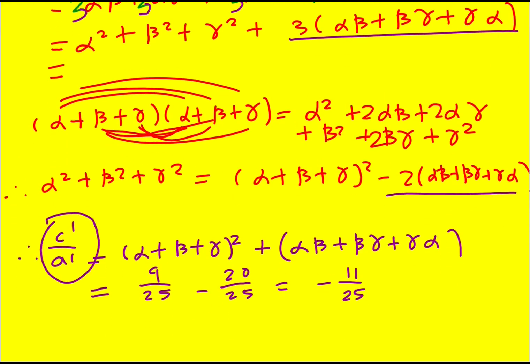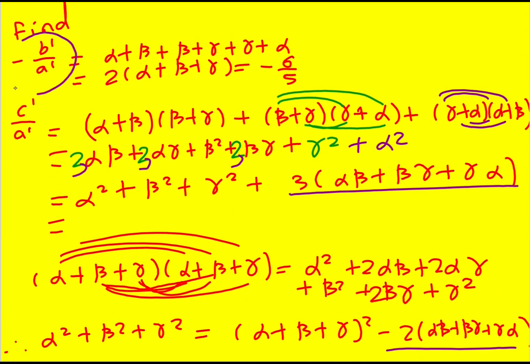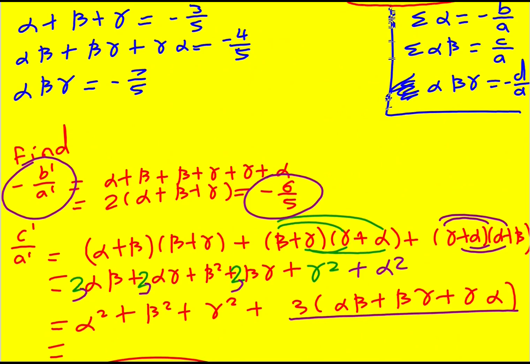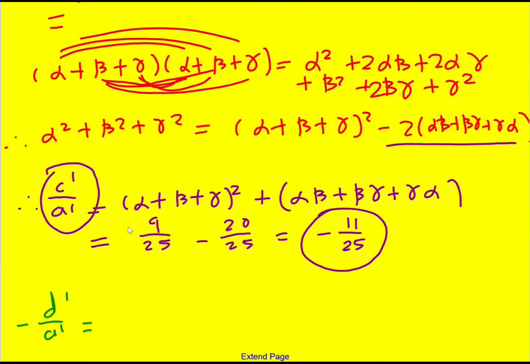So I've got C dash over A dash, and I've got, remember, minus B dash over A dash. That just leaves me with minus B dash over A dash, which, remember, is when I multiply them all together. So I'm going to get alpha plus beta times beta plus gamma, gamma plus alpha.